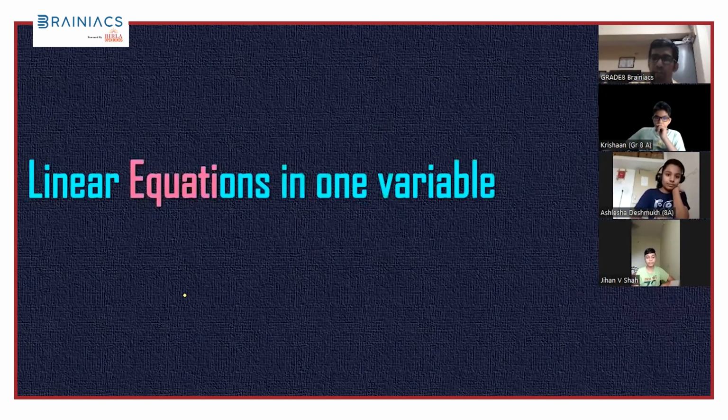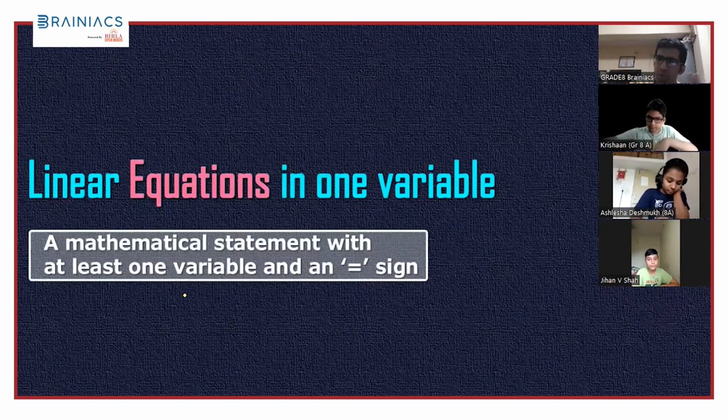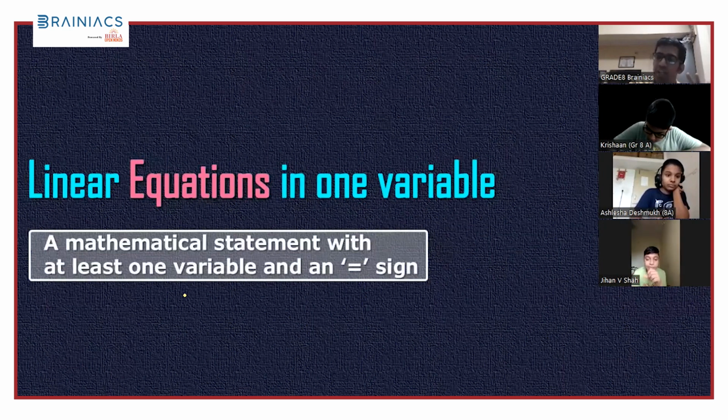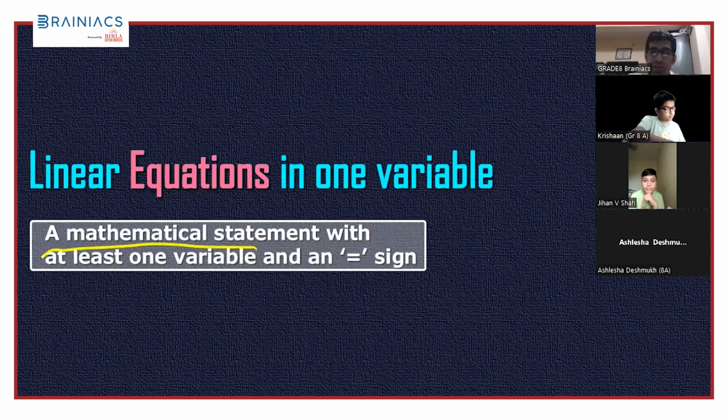Before we understand that, first we need to understand what is an equation. I will give you a very simple definition and trust me, you will remember this for a lifetime. An equation is a mathematical statement with at least one variable and an equal to sign. For any mathematical statement to be an equation, there should be two conditions. First, there should be at least one variable, and the second is there should be an equal to sign.